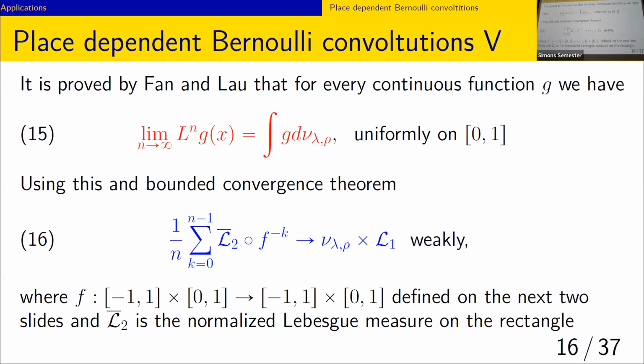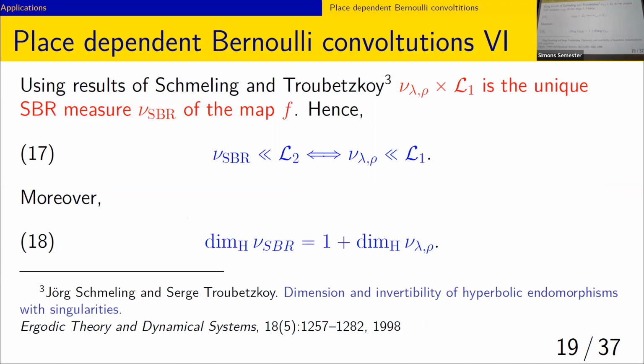To be more precise, for this mapping there is a Bowen-Sinai-Ruelle measure, and the Bowen-Sinai-Ruelle measure is absolutely continuous if and only if our place-dependent probability measure is absolutely continuous. And the Bowen-Sinai-Ruelle measure has the right dimension, the dimension it should have, exactly if our measure has that.